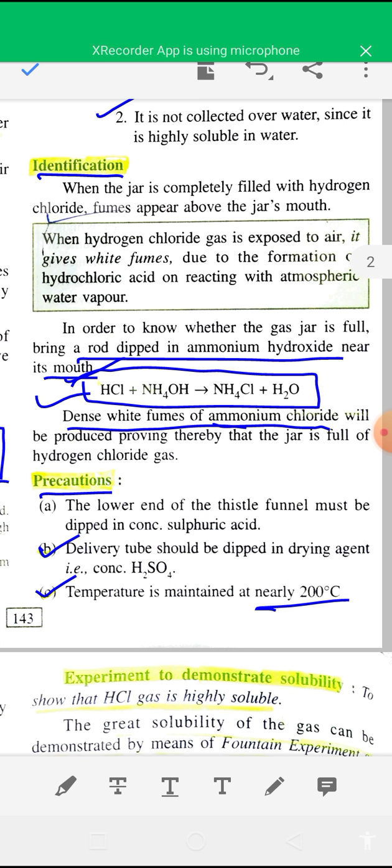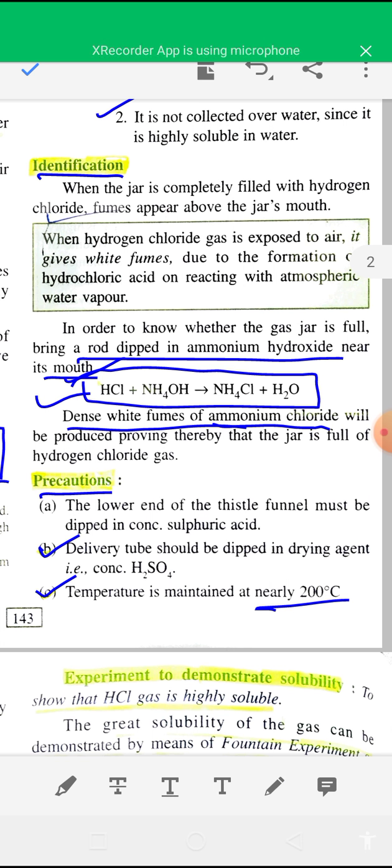Now see the next point, hydrochloric acid. It is also HCl. What is the difference between hydrogen chloride gas and hydrochloric acid? Hydrochloric acid is the aqueous solution of hydrogen chloride gas. When HCl is in gaseous state, it is called hydrogen chloride. But when hydrogen chloride gas is dissolved in water, the solution formed is known as hydrochloric acid.